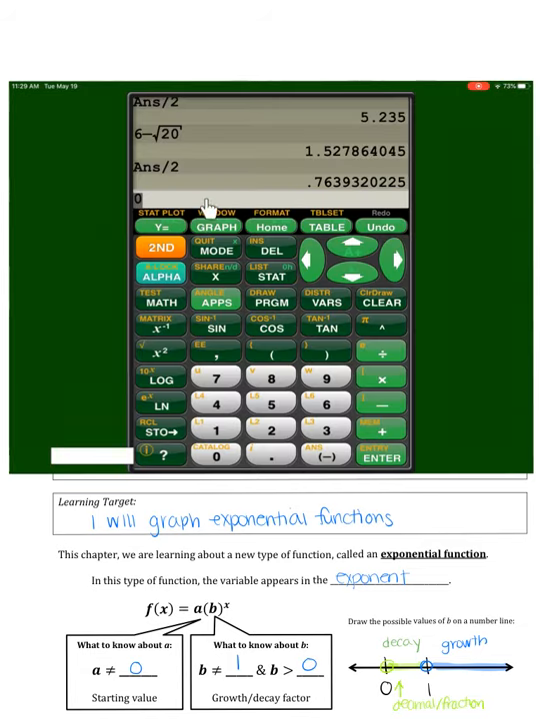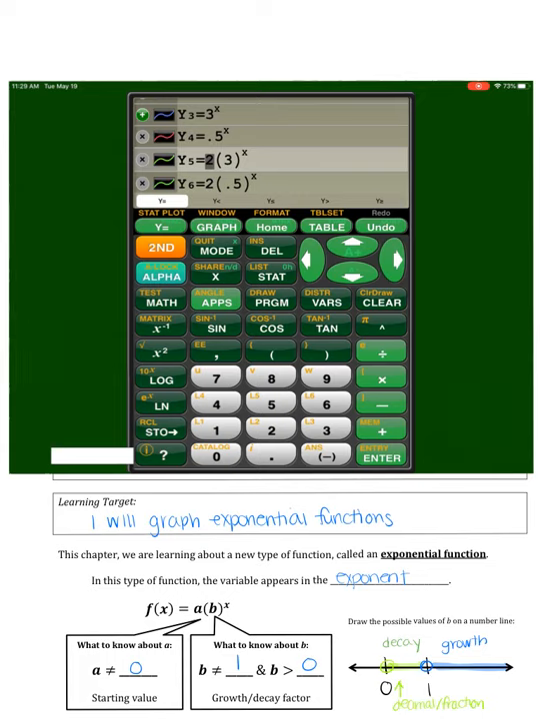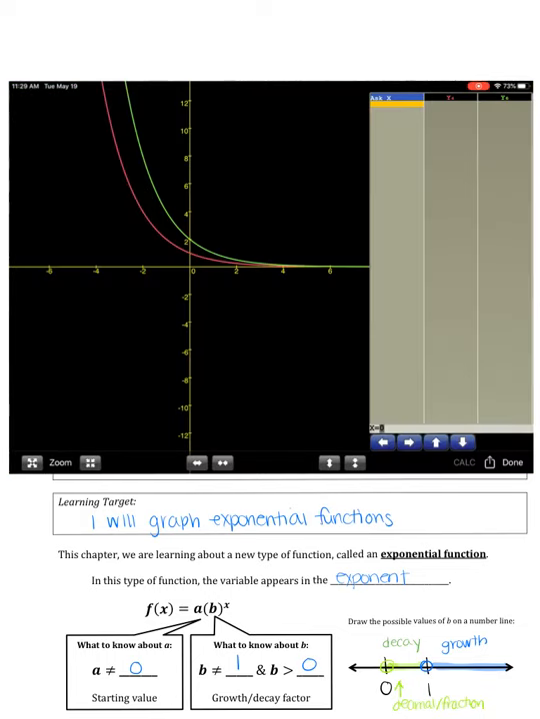Now likewise, let's compare what happens if we multiply 2 times our exponential decay, when that a value or that base value is a fraction. Let's take a look here. Notice that our original is the red, and when we multiply our answers each time by 2, we're sticking that 2 into the equation, it just decays down a little bit slower, okay? So notice that that value changes the graph.